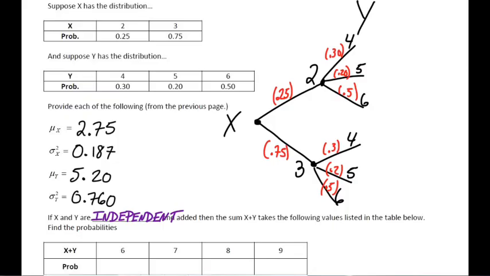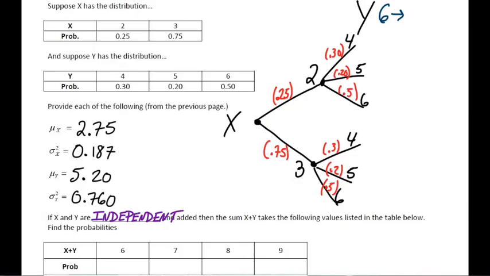So now we can actually map out a few roots on this tree to see, for example, what's the probability I get a 6, right? Maybe these are two die, right? You roll the x die first, you either get a 2 or a 3, and then you roll the y die, you get a 4, 5, or a 6. What's the probability you get a sum, one number from x, one number from y, and you get a 6?